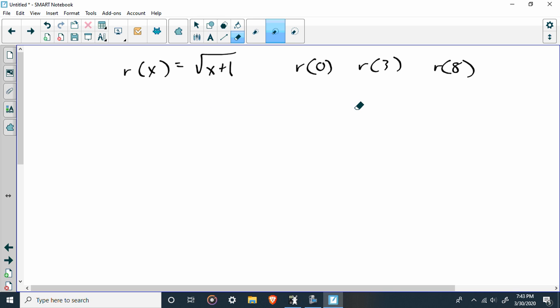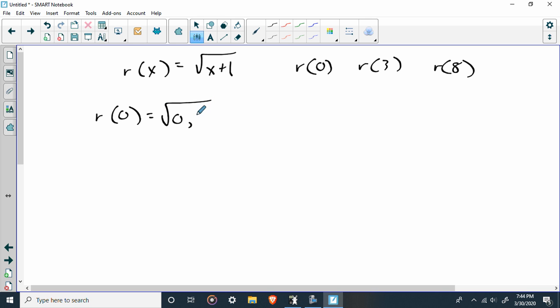So let's go ahead and evaluate these. Hey, r of 0 means let's plug in 0. 0, oops, 0 plus 1, sorry. So 0 plus 1 is 1, and the square root of 1 is 1. So r of 0 is equal to the square root of 1, which is 1. So we put in 0, 1.